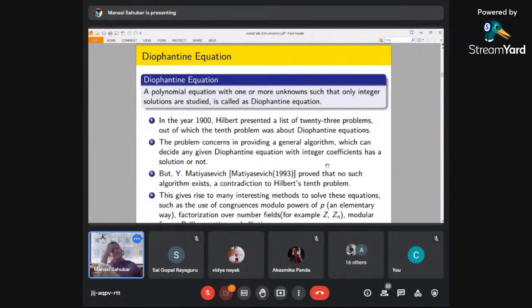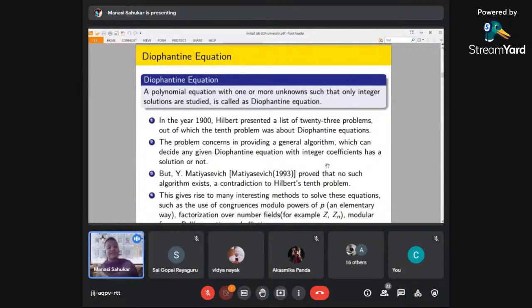In the year 1900, Hilbert presented a list of 23 famous problems, of which the 10th problem is about Diophantine equations. The problem asked whether there is any general algorithm to solve any Diophantine equation. A mathematician proved that no such algorithm exists. We have to check each type of Diophantine equation, and for each type we get different methods. So there is no such exact algorithm.